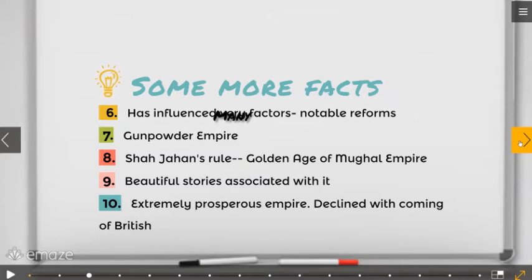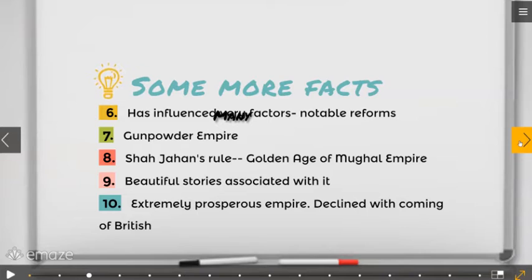Then this is a point that was stated before, but I have to repeat it again. It was an extremely prosperous empire, especially under the rule of the early Mughals. The early Mughals, later Mughals, you'll come to know as we move forward in this video. And it declined with the coming of the British. The British resulted in the decline of the Mughal Empire.